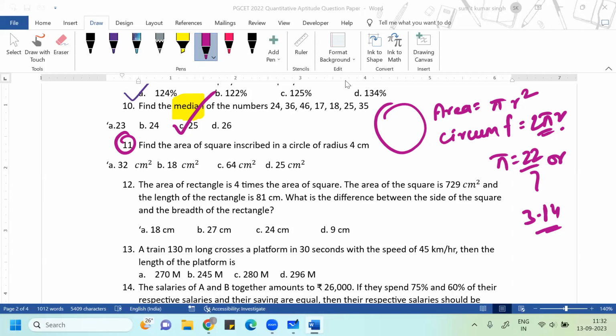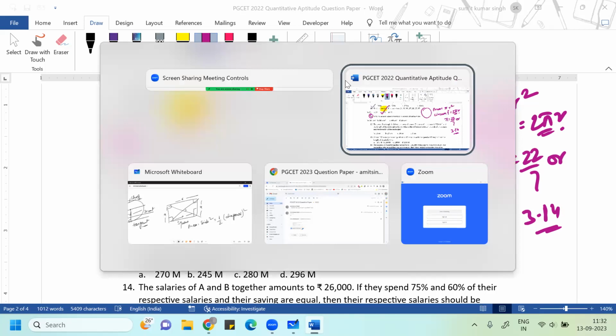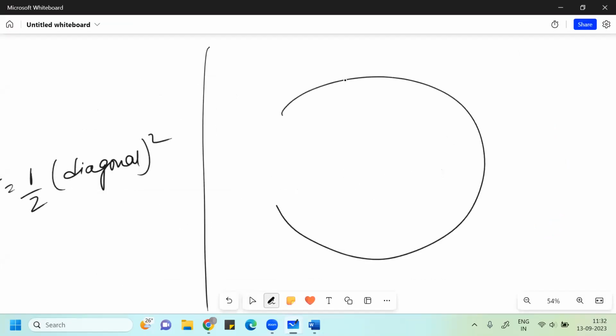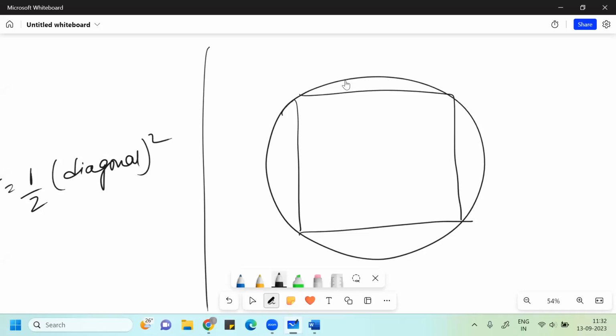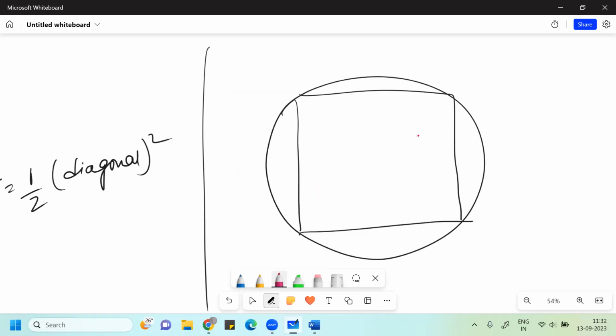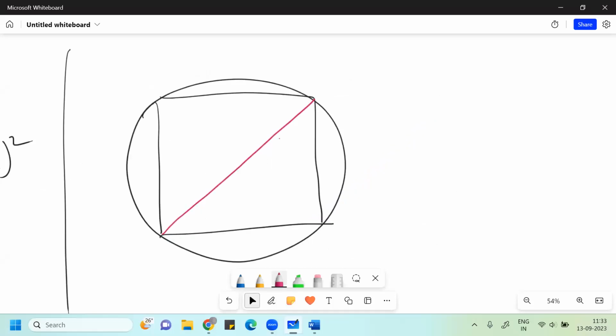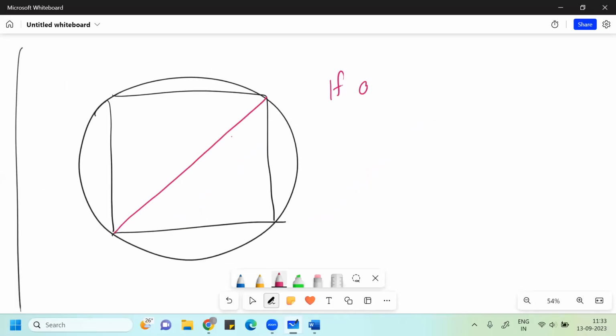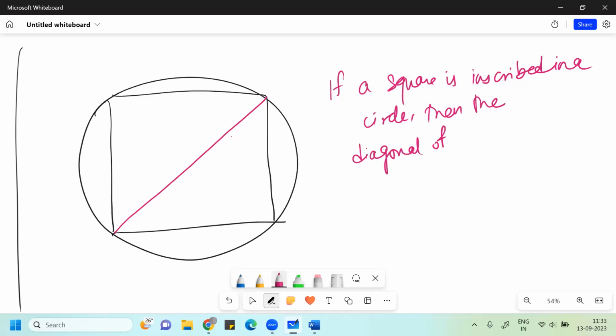So find the area of square inscribed in the circle. Suppose this is a circle and if you inscribe a square, please understand this. If I put a square inside the circle, please remember this. Keep this in your mind. If a square is inscribed in a circle, please remember that the diagonal of the square will be equal to the diameter of the circle. So this is the diagonal of the square.